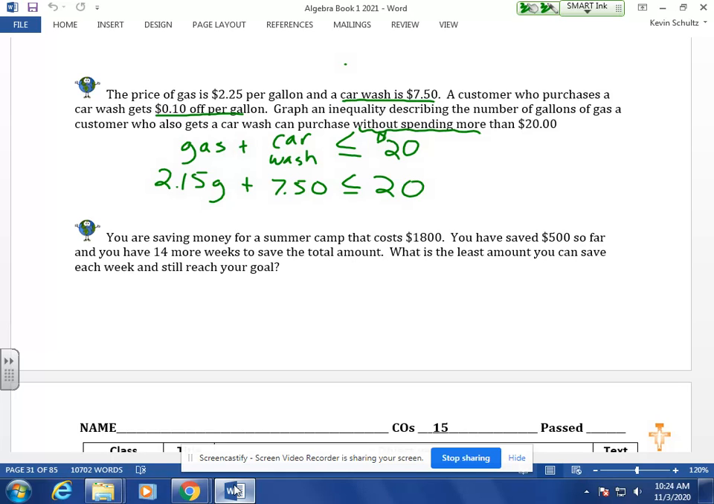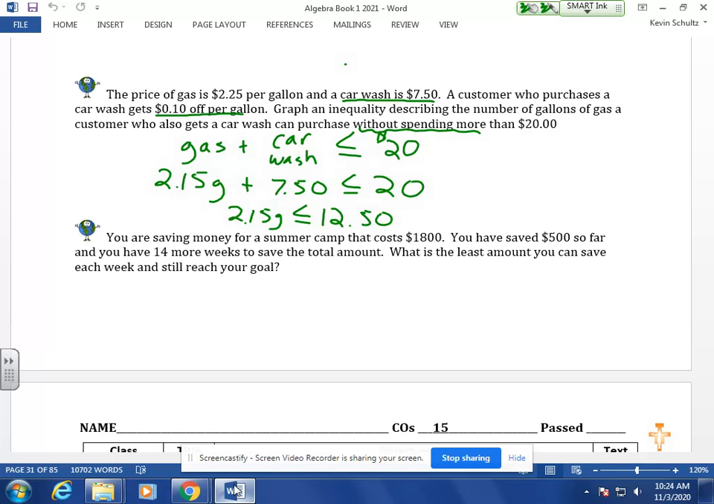So this is the inequality that you're solving here. Without the car wash, it'd be 2.25G is less than or equal to 20. But with that car wash, you've got that constant there, and it changes how much you're actually paying per gallon of gas. Now to solve this, subtract 7.50 from both sides. So we get 2.15G is less than or equal to $12.50.